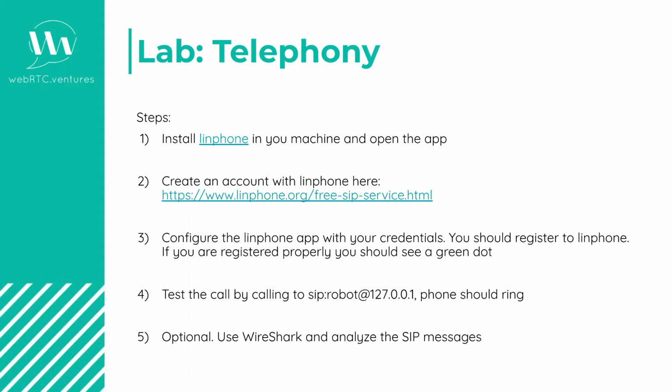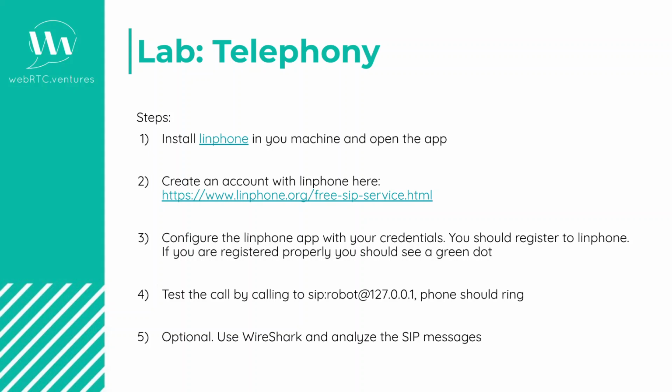Then you will need to open the Linphone app locally. You will add your credentials, your extension, and you should be able to register. You will know that you're registered by seeing a green dot at the left top corner of the app. And also, if you want to place an auto call to yourself, you can just place a call to sip robot at localhost, and you should receive your own call coming back to you and ringing.